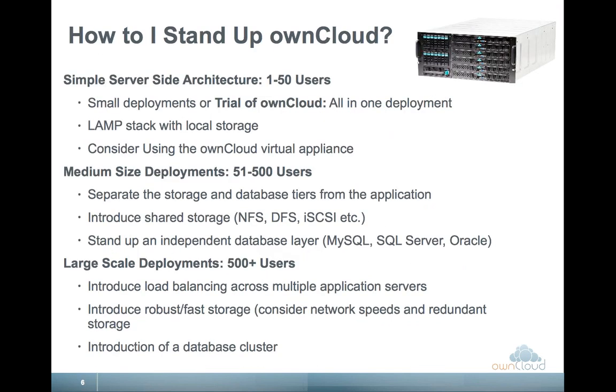Now, one of the things that I always like to cut to the chase on here is, all right, how do I stand up ownCloud? How do I get an instance up and running? There are a couple of different ways to go about doing this. For a simple server-side architecture, 1 to 50 users, for these types of small deployments or for a trial of ownCloud, you can do an all-in-one deployment where you have basically the entire stack residing on one machine. So, a LAMP stack type of deployment where you're using local storage, MySQL, and Apache running in the Linux environment all in the same box. We are able to support that with everything running on the same box.